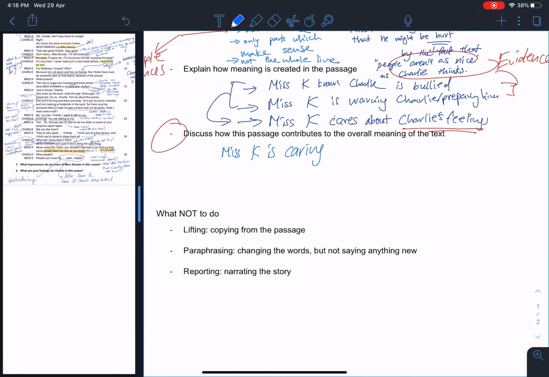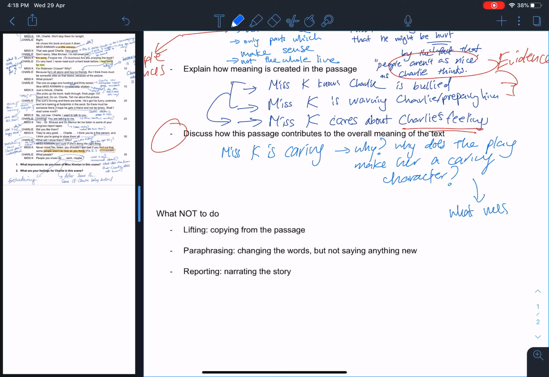Why? Why does the book, why does the text, why does the play make her a caring character? Because compared to all the other characters, why is she the most caring? What messages is it trying to send? Possibly that we should be like Miss Kenya to reflect how different people respond towards Charlie. Or if we are looking at the other example, maybe my feelings for Charlie.